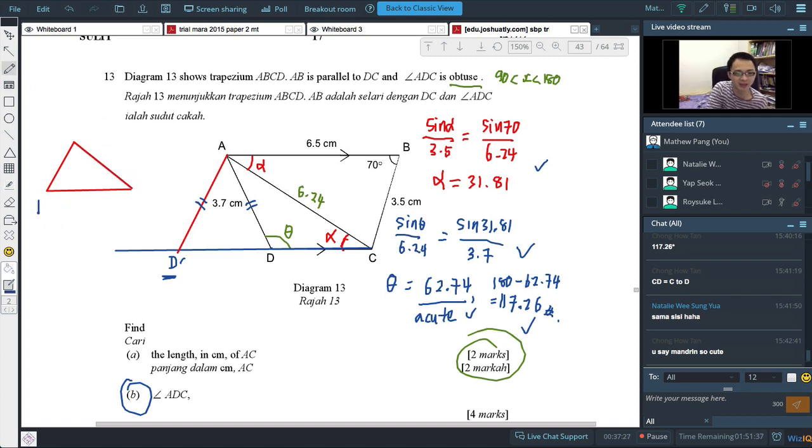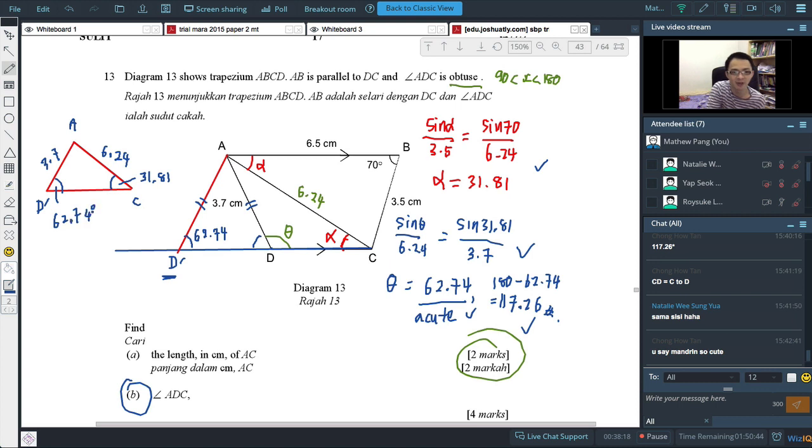You need to have some information. This is 6.24, this is 3.7. And then this angle still remains the same, right? Alpha is 31.81. What other information do we have? Yes, we can get this angle. Because if this one is 117.26, this one will be 180 minus this one, which is 62.74. Because this is an isosceles triangle, this one will be the same also, 62.74. So therefore, I have this angle, which is 62.74. Okay, you must get the idea how to find all these angles, because you will need to use them later, I think.